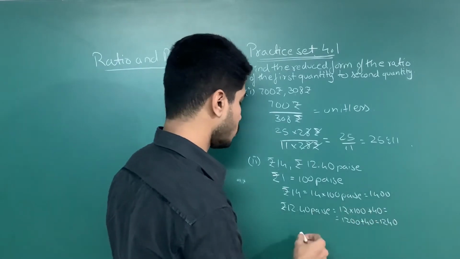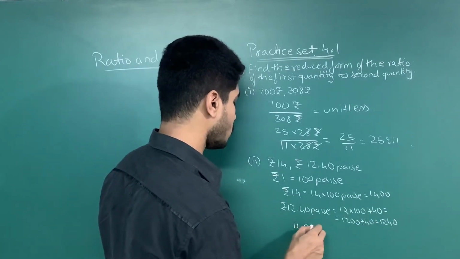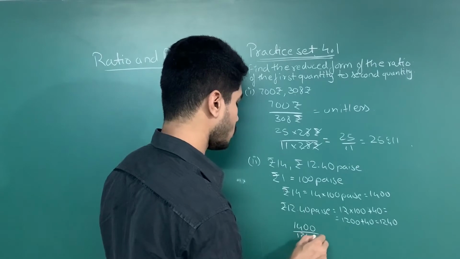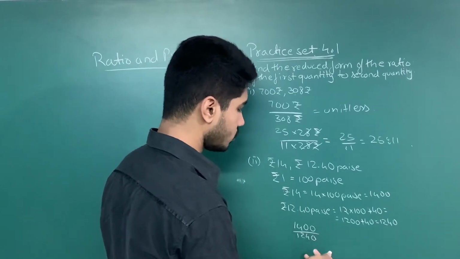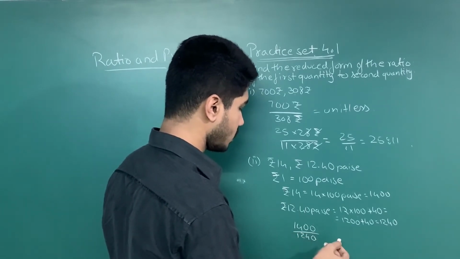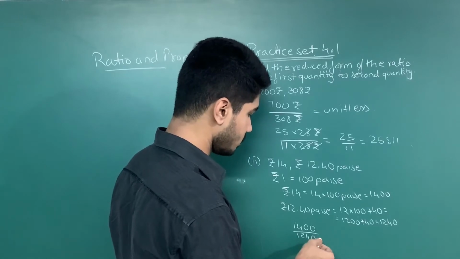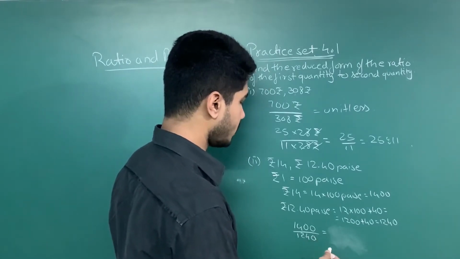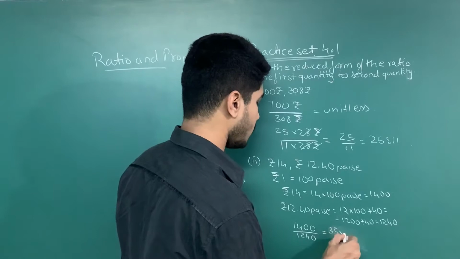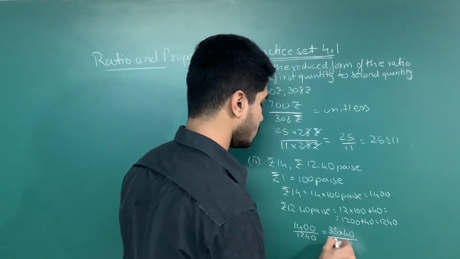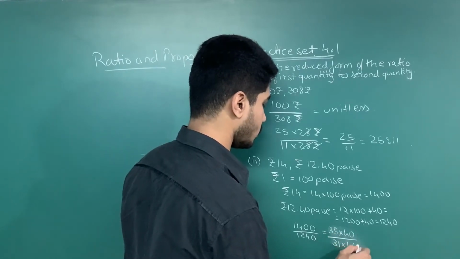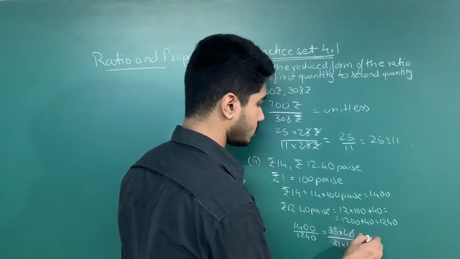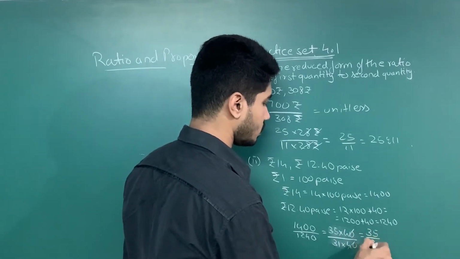So now when you take a ratio, you can also do the cancellation part if you want. Cancellation यहाँ पे बहुत ही easy हो जाएगा, simple हो जाएगा. You can also write in a reduced form, that is 35 into 40 and 31 into 40. So यहाँ पे 40 और 40 cancel होता है, you are left with 35 upon 31.